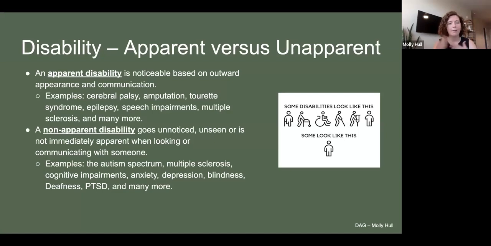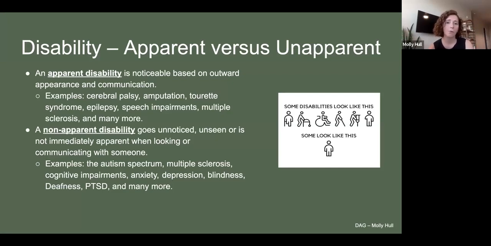Now, these categories are not the end-all be-all. There are blurred lines between what is classified as apparent versus unapparent because of context, for example. You might not know someone is deaf until they begin to sign, or you might not know someone is blind until they bring out their walking cane. A disability can be apparent at certain times and not at others.